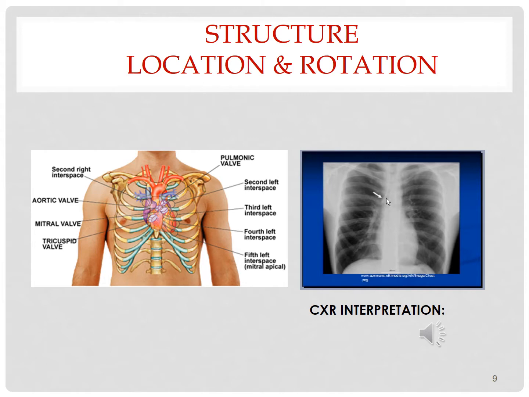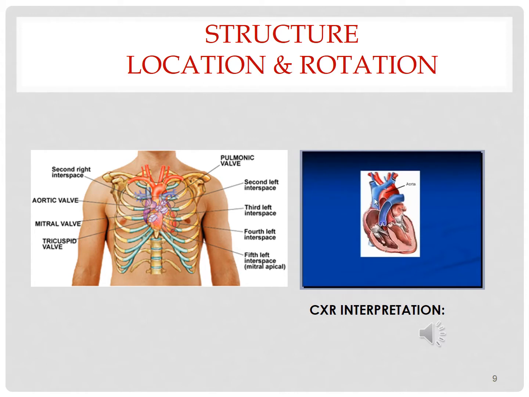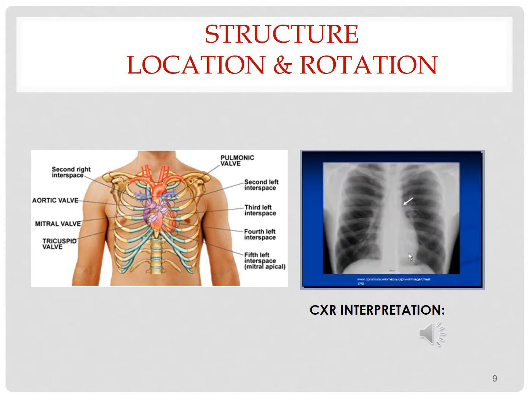The azygos vein lies at the right tracheobronchial angle, and transports deoxygenated blood from the posterior wall of the thorax and abdomen into the superior vena cava, which is visible here. This is the superior vena cava, and it is where the azygos vein drains. This is the aortopulmonary window, which will disappear in case of the presence of any mass or enlarged lymph nodes.